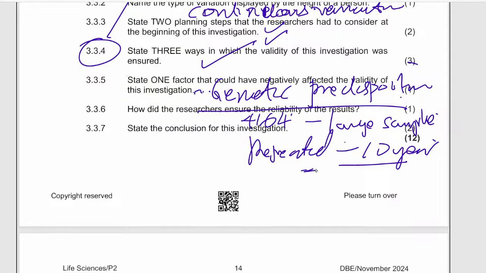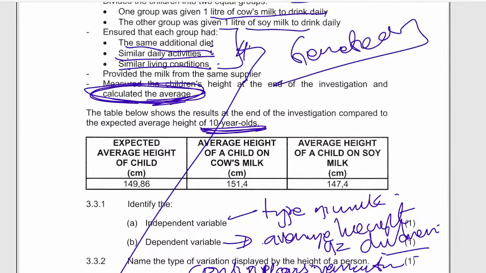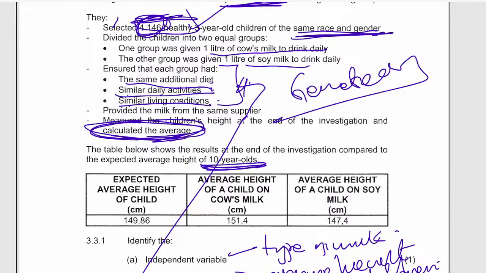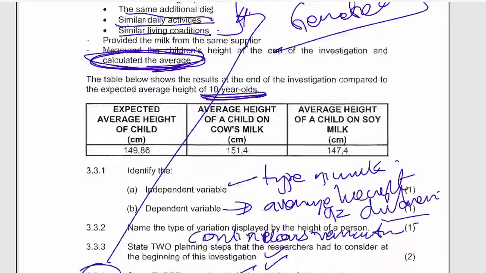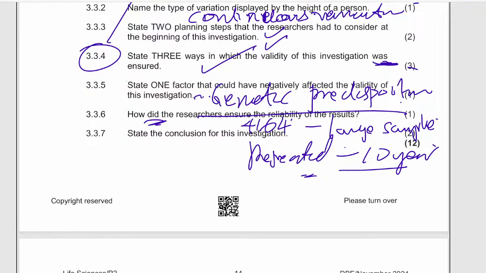You see that you are answering in past tense, because look how the question is asked: give 3 ways in which the validity of this experiment was ensured. So when you're answering here, you were supposed to say used the same additional diet, used similar daily activities, used similar living conditions. I told you when I was discussing this question yesterday that this is the only question where they mark grammar. If they ask you in past tense, you have to answer in past tense. If they ask you in present tense, you answer in present tense.